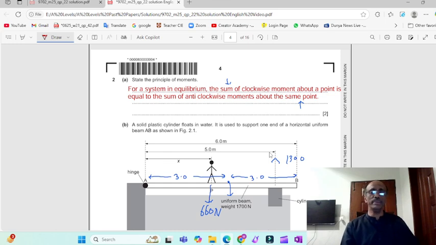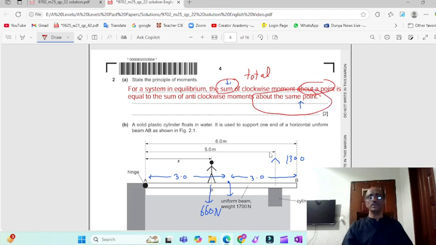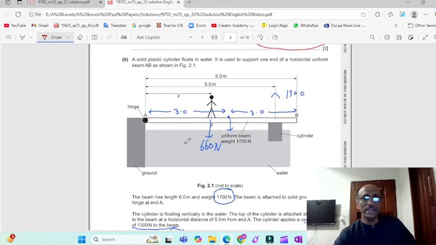For a system in equilibrium, the sum of clockwise, the key term is sum or total, the total clockwise moment about a point is equal to the total or sum of the anti-clockwise moment about the same point. If you do not write down this key point, about the same point, you will not get full marks. So the total is the key point, then clockwise and anti-clockwise, and the third key point is about the same point.